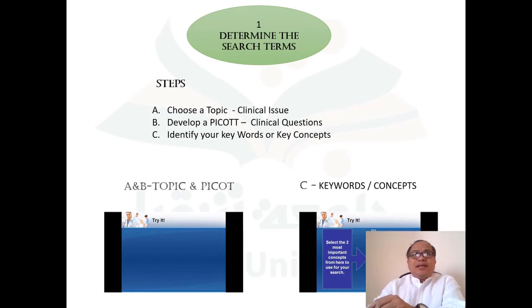In dealing with that, first, we will have to choose a topic, or what we call the clinical issue. And then after that, we will develop a PICOT question, or what we call the clinical question, the searchable and answerable question. And then we will identify the keywords or the key concepts that we have to type inside the search box. To understand this fully, let's take a look and listen as to how it is being done.